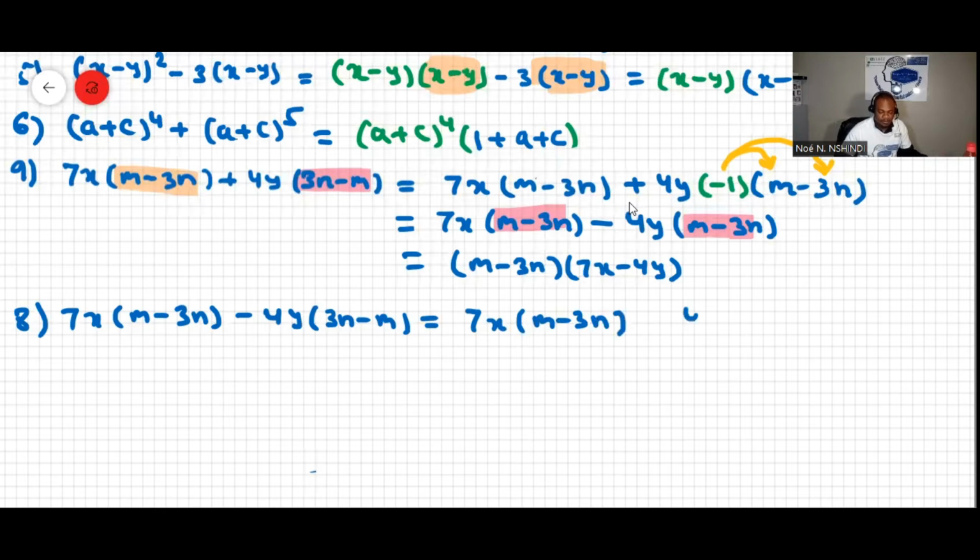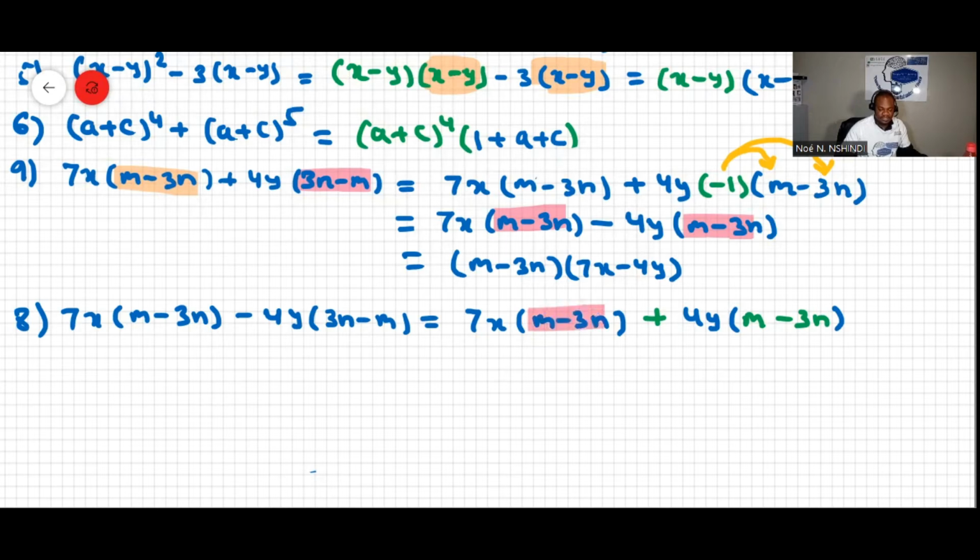Now, 4y. Over here, I want to switch the order of the terms because I want it to be the same as over here. Instead of writing 3n minus m, I'm going to say m minus 3n, like over here. Then the sign here was negative, I will make it positive. By doing this, okay, the two expressions are identical. They just look different, but they have the same meaning.